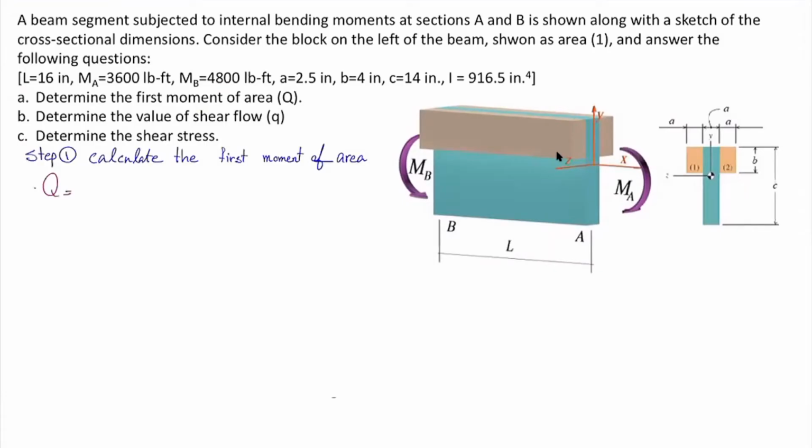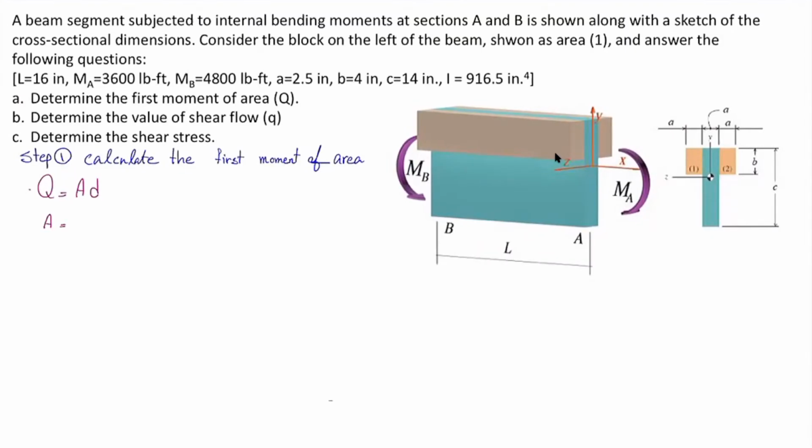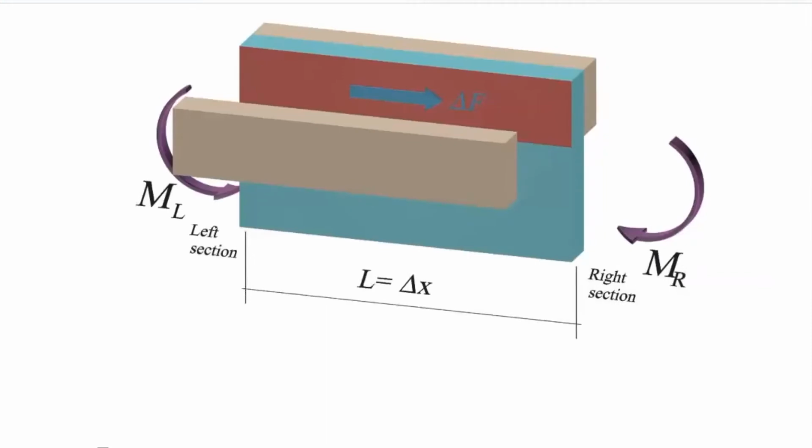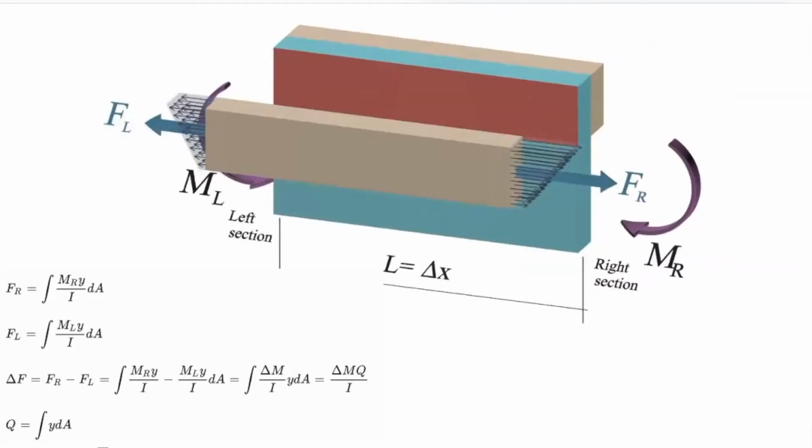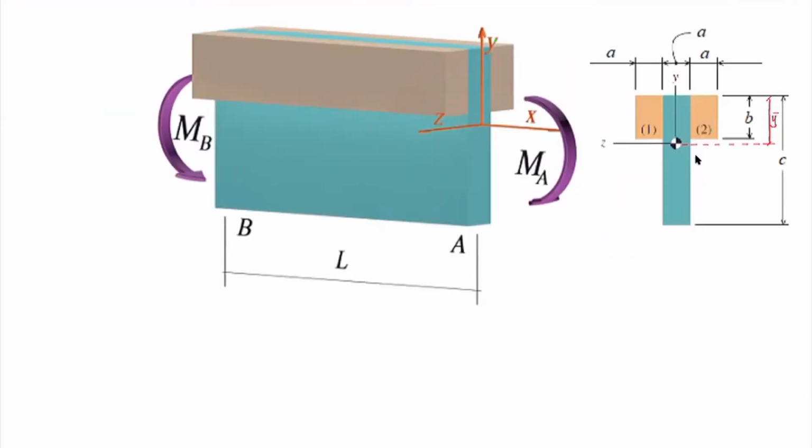The first moment of area, or capital Q, is area multiplied by D. Area is going to be the area of the block where those stresses were acting on. So let me get back here. Remember that that first moment of area was derived from the integral of the stress block that is shown here. So we can see that that stress block is acting on the area of that separated rectangle. So area is going to be calculated for the rectangle that is hatched here. Area is going to be A multiplied by B in this problem.